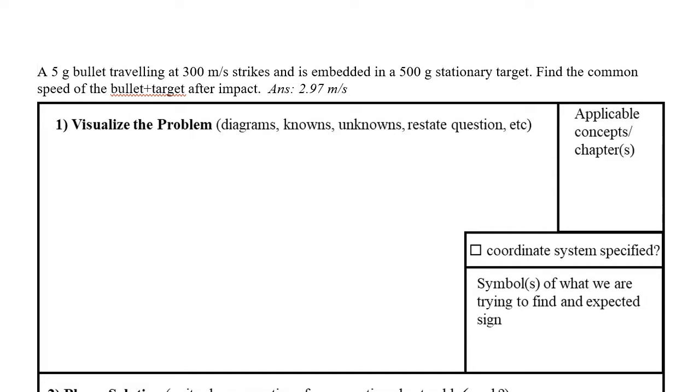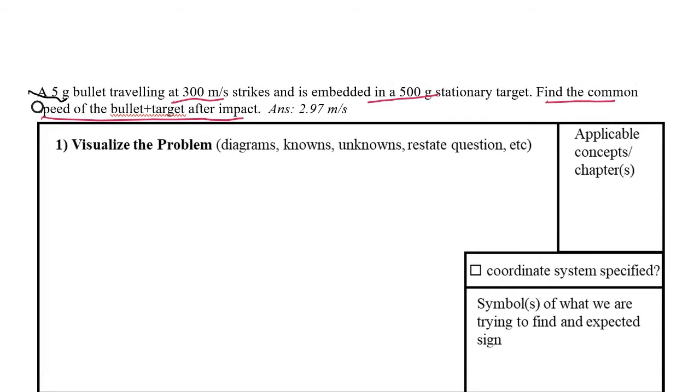In this problem, a 5-gram bullet traveling at 300 meters per second strikes and is embedded in a 500-gram stationary target, and we are asked to find the common speed of the bullet and the target after impact. So this is a perfectly inelastic collision. Why? Because the bullet and the target move as one system after the collision.